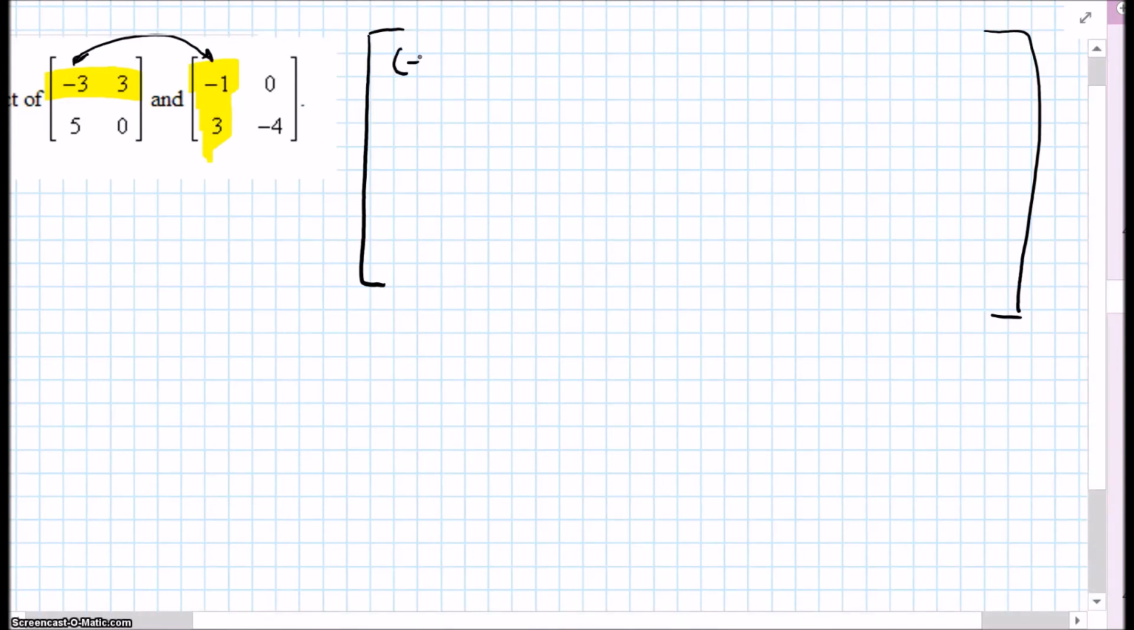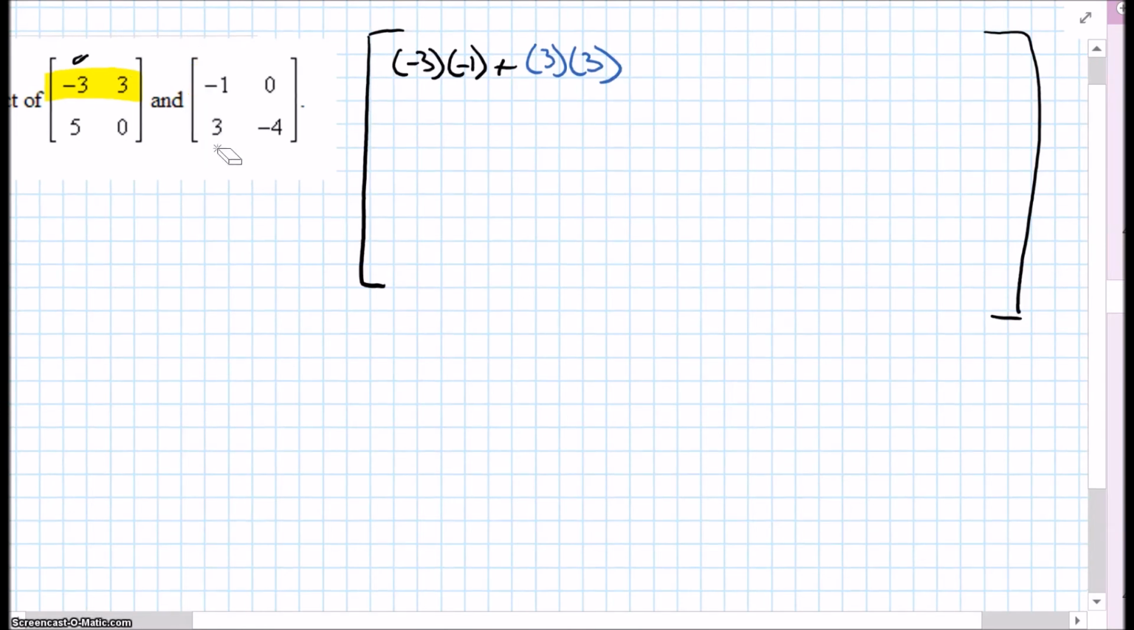So it's going to be negative 3 times negative 1 plus 3 times 3. Okay, so that's first row, first column. So let's go first row, second column. That's going to be negative 3 times 0 and 3 times negative 4.